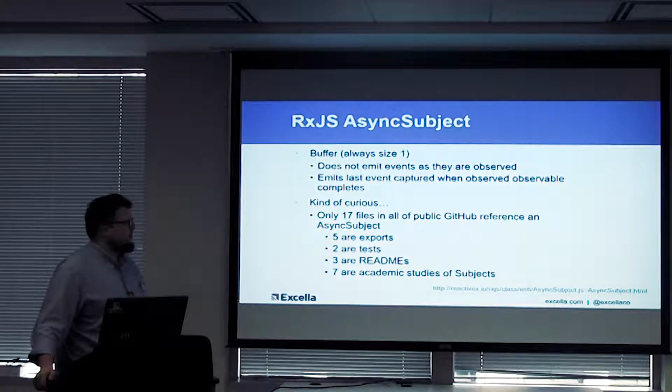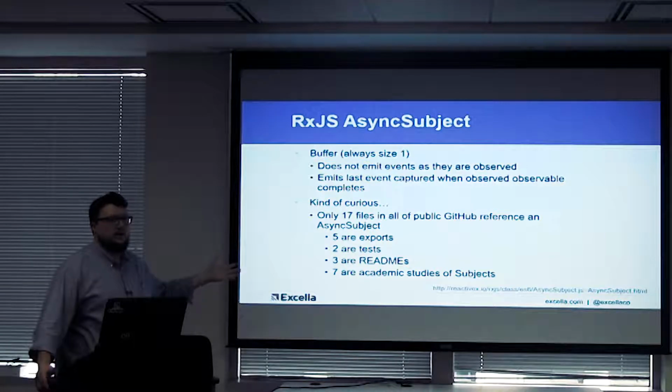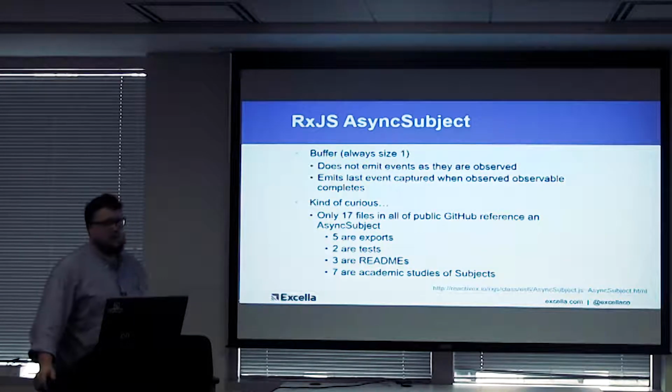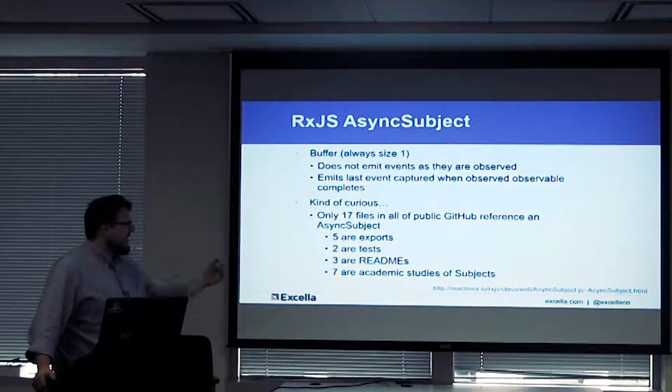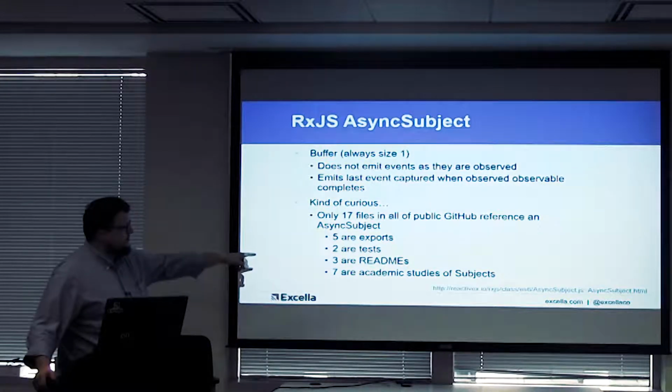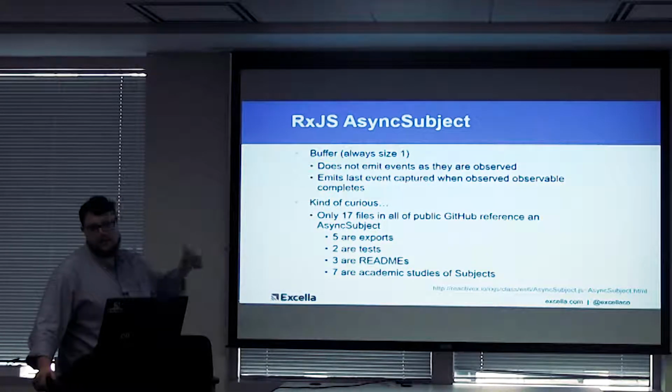I was curious, so I searched all of GitHub for anybody using an async subject. Only 17 files had one. Out of the entirety of public GitHub, only 17. Of those, 5 were exports, and that's the RxJS crew exporting this to various libraries. 2 of them were spec files, so they're using an async subject for some reason, probably as a way to, who knows what. 3 of them were readmes, talking about the project. Probably 3 of the readmes were about the 7 academic studies of subjects. These were files that imported all 4 of these, the subject, the behavior subject, the async, and the replay. Probably somebody doing some sort of test thing.